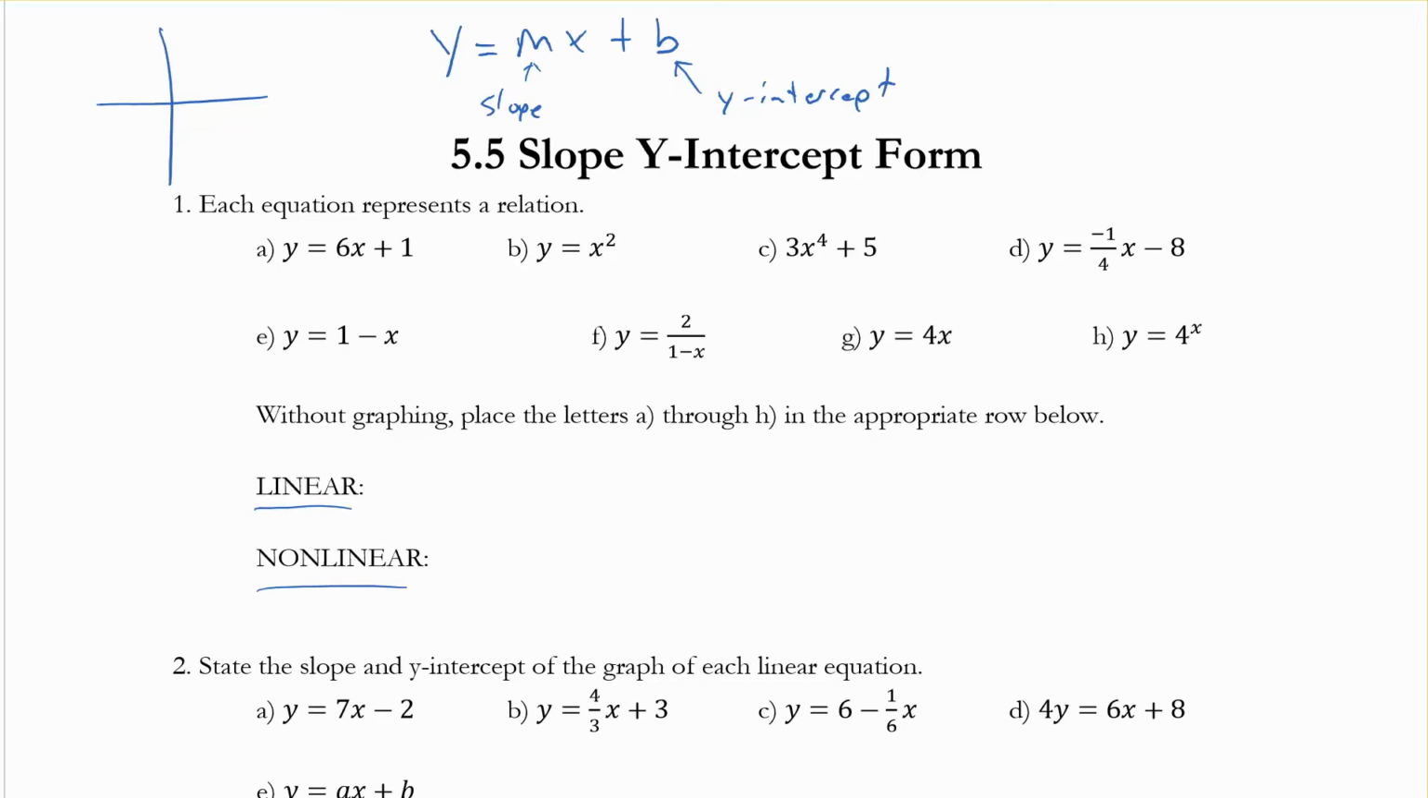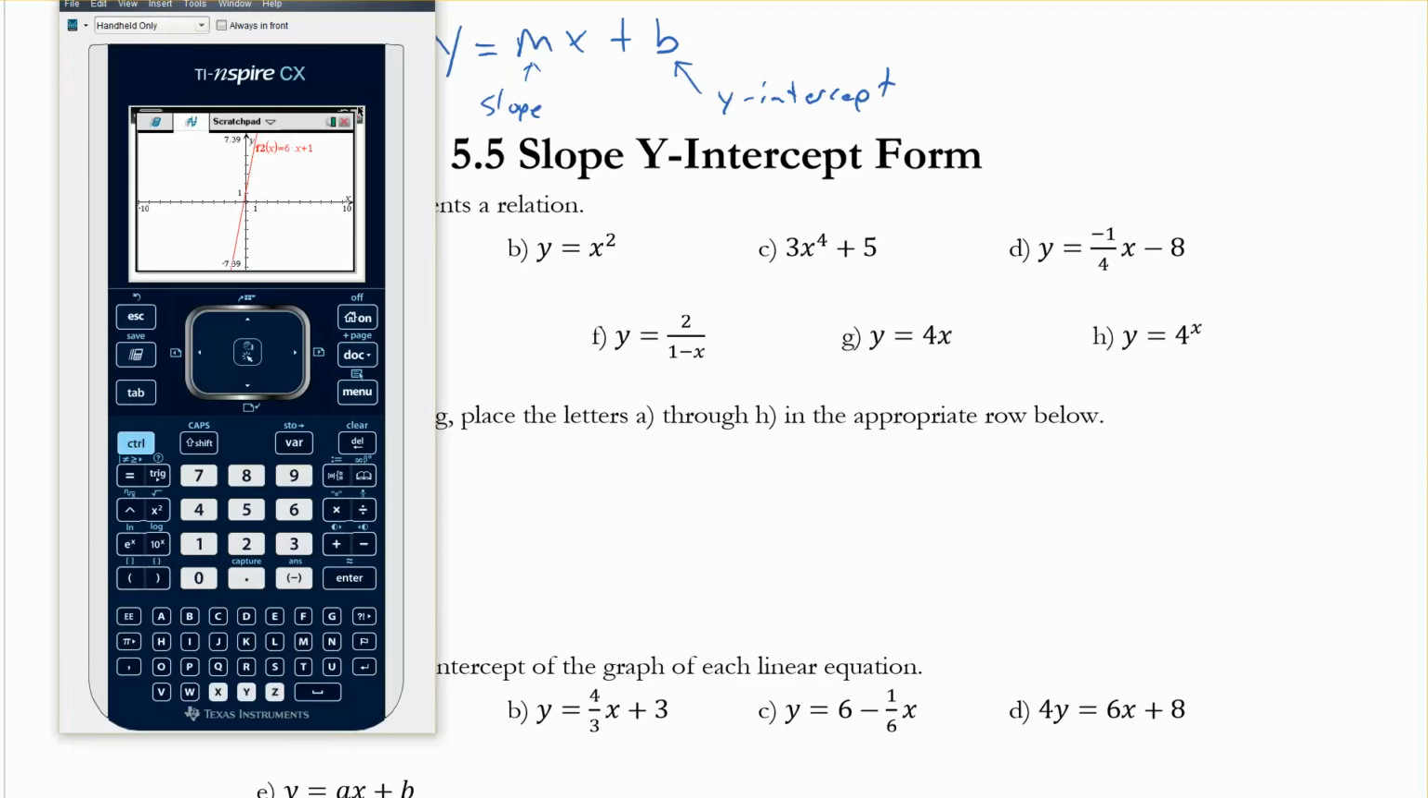So the way we're going to know this is pretty much as long as it's in that general form, y is equal to mx plus b, like this one. If you graphed that, that would look like this picture here. I graphed that 6x plus 1. Straight line, right?